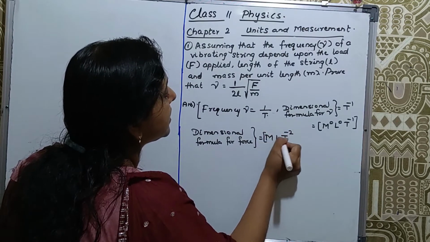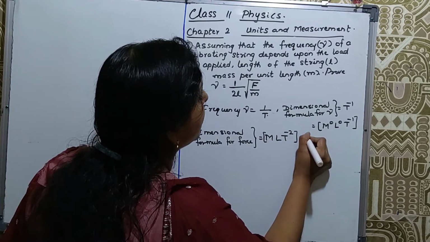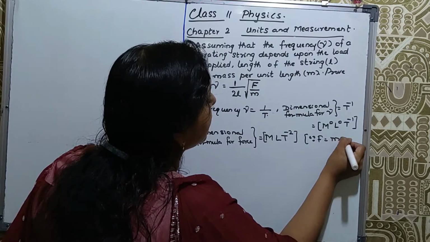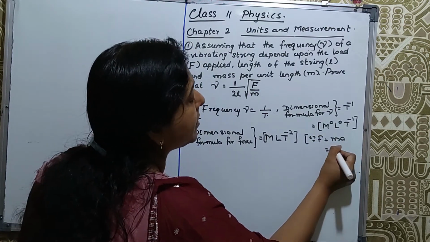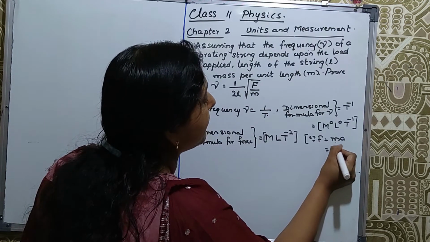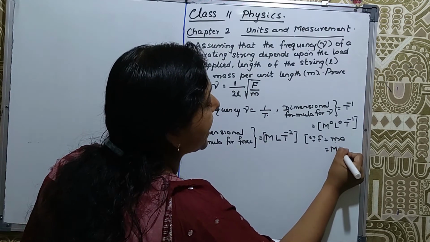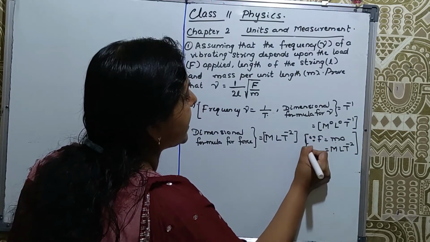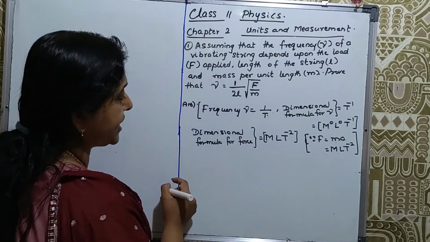How are we getting that one? It is actually because force F equals m a. The dimensional formula for mass is M. The dimensional formula for acceleration is L T raised to minus 2. From there you will get the dimensional formula for force.